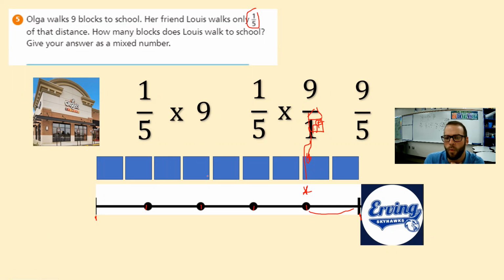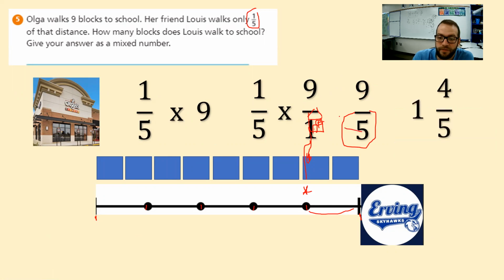9/5 is bigger than a whole. Why? Because you only need 5 of them. The bottom one tells you how many pieces you need for a whole. The top one tells you how many pieces you have. So I can pull out 1 whole, and there's still 4 pieces left over after I pull out 1 whole from it, because 1 whole's 5, and then 4 left over. And what are they? They're fifths, so you keep fifths there. So that answer is 1 4/5.